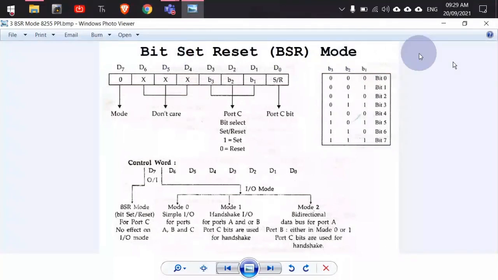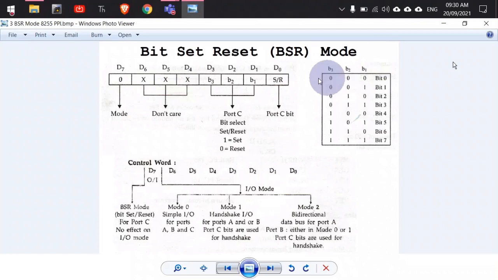So what do we mean by mode first? Mode means you see that there are various ports, port A, port B, and port C, and they can operate either as input output ports or as input port alone or as output port alone. They can also operate in a bidirectional way or unidirectional way, and they can be coupled with other things. Depending upon that, there are various modes of operation of this IC. So one such mode is bit set reset mode, which is applicable to port C only. And in that, you can change any bit of port number C that you want.